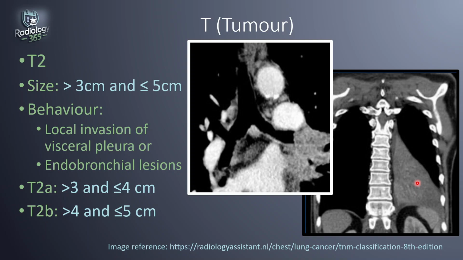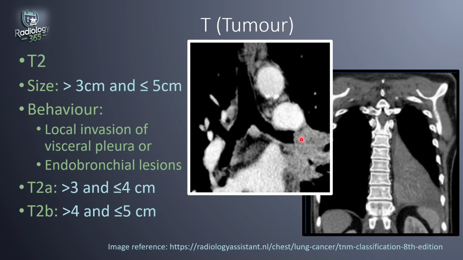So in these images, this shows a typical T2 tumor with atelectasis. You can see there's a left lower lobe collapse, complete left lower lobe collapse, which is as a result of endobronchial spread of a left bronchogenic carcinoma. So this is a classic T2 tumor.